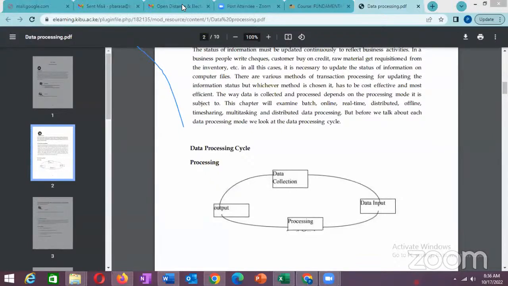Then Eunice Maingi: data processing is gathering data for processing. Data collection is where raw facts are collected from various sources. I think you have to say collected.